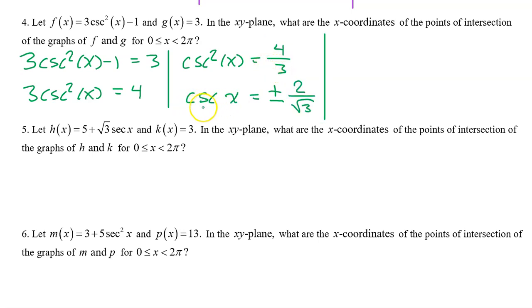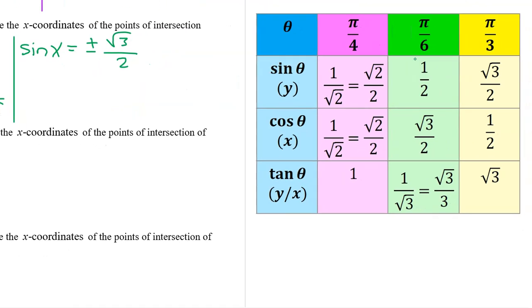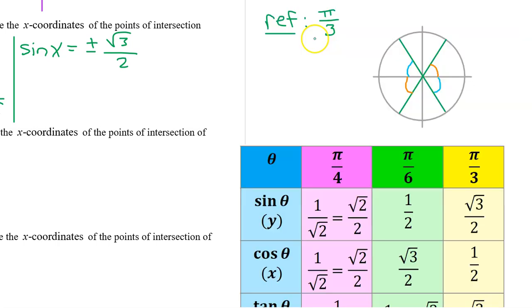Cosecant is the reciprocal of the sine function. So if we take the reciprocal of both sides of this equation, we get sine x is equal to plus or minus radical 3 over 2. We can discover the reference angle by ignoring the plus or minus and asking ourselves the sine of what is radical 3 over 2. Considering the 9 trig values which we have memorized, we know that the sine of pi over 3 is radical 3 over 2. So the reference angle is pi over 3.